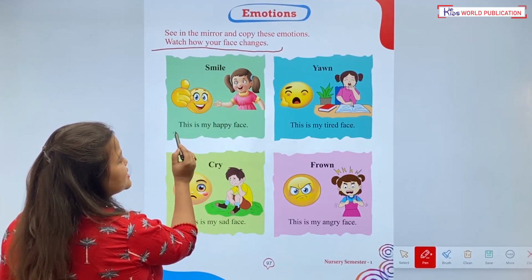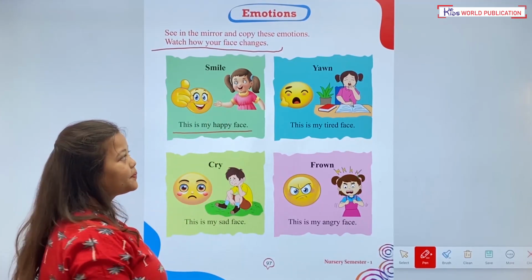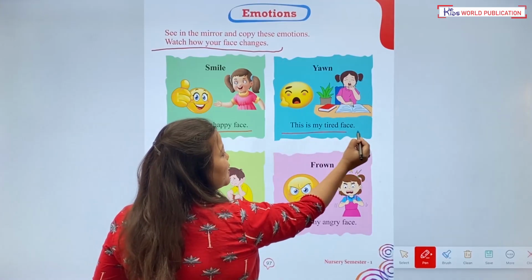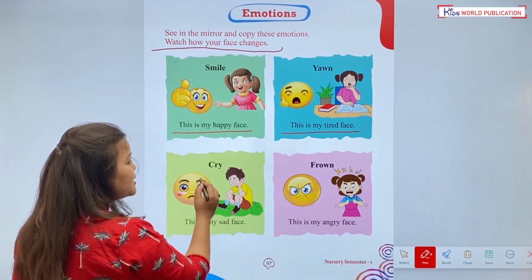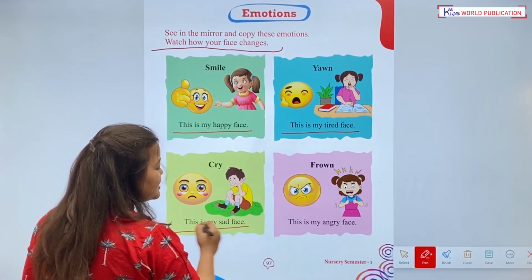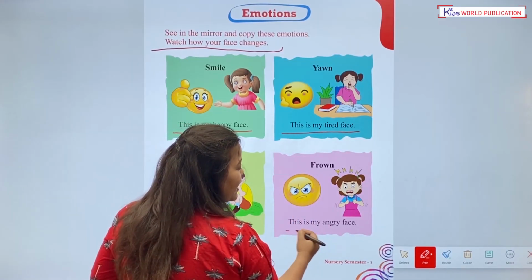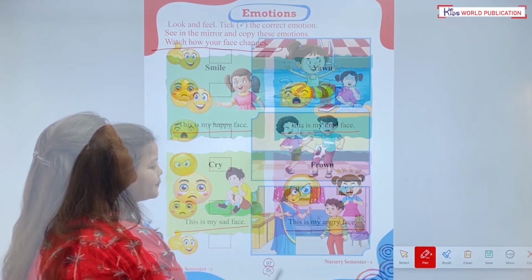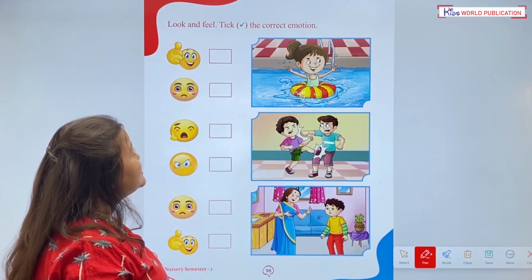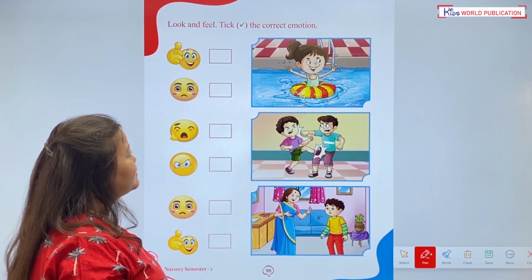Smile. This is my happy face. Yawn. This is my tired face. Cry. This is my sad face. Frown. This is my angry face. Look and feel. Tick the correct emotion.